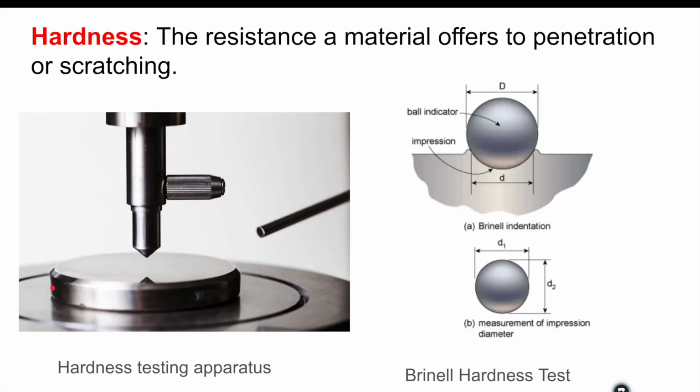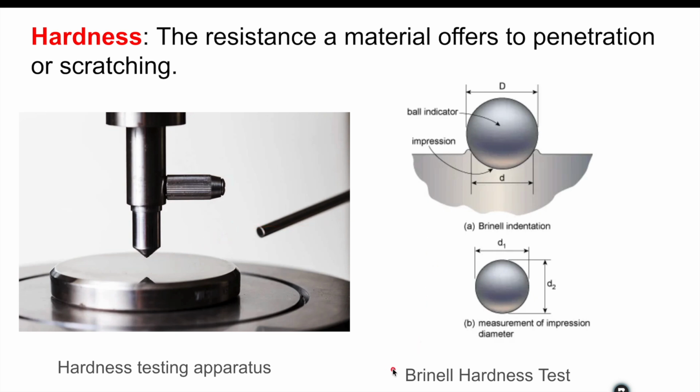This is some ways that we can test for hardness. So this is a hardness testing apparatus, and essentially what it's going to do is push this point into this material. Because again, hardness is the resistance of a material to penetration. So it's going to resist going into this material.